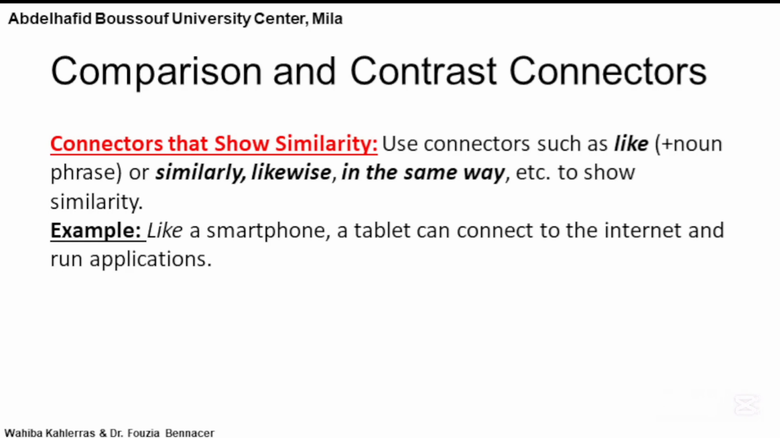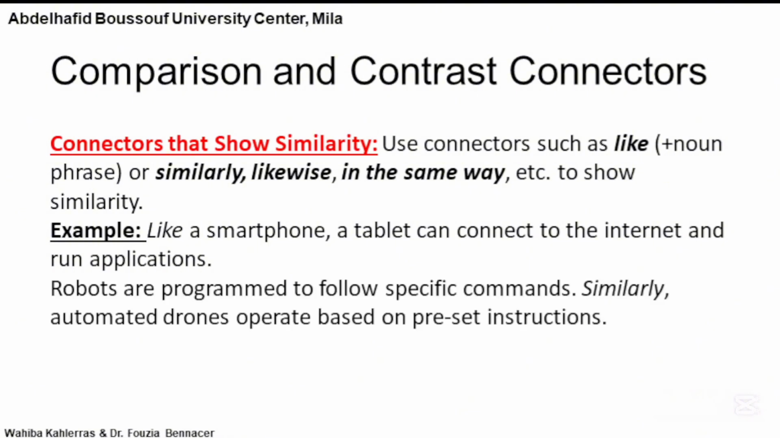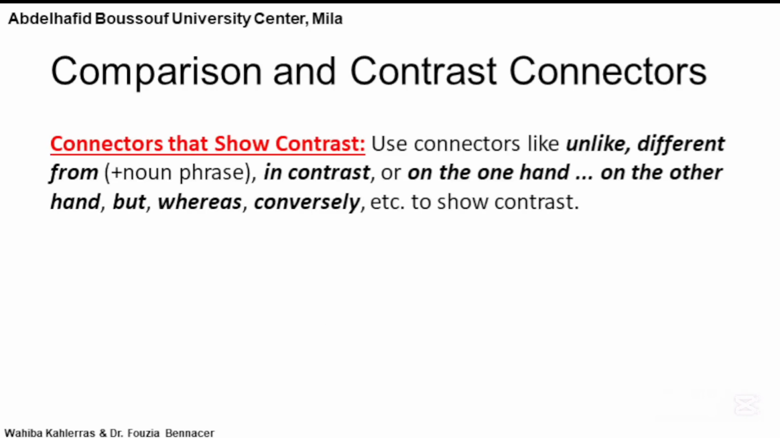Here we are comparing two items, which are smartphones and tablets. They are similar, so I used like. Robots are programmed to follow specific commands. Similarly, automated drones operate based on preset instructions. Similarly indicates similarity. Connectors that show contrast: we use connectors like unlike and different from.